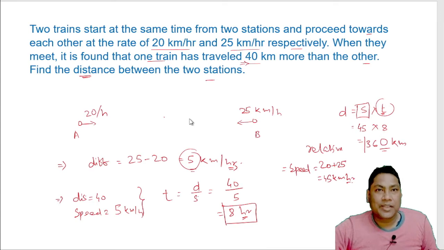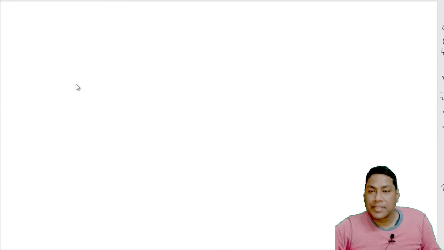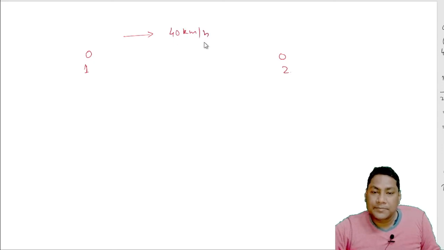Now let us move to another slide and we will understand the average speed. So friend, for taking out average speed, let us assume 2 points. This is point 1 and this is point 2. If someone moves from point 1 to point 2 at a speed of 40 km per hour and from point 2 to point 1 at the speed of 60 km per hour, then what will be the average speed?